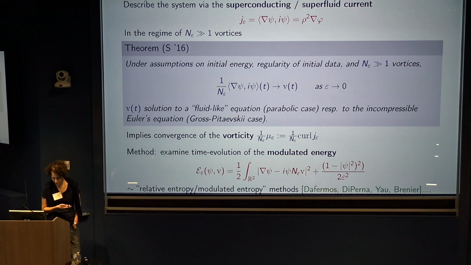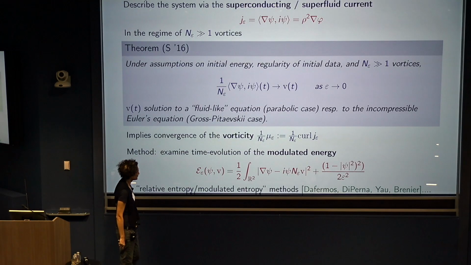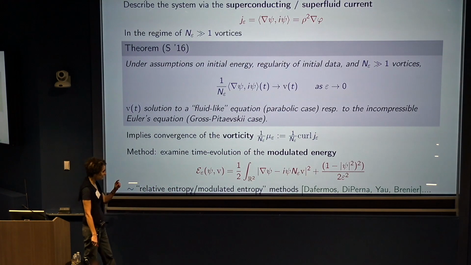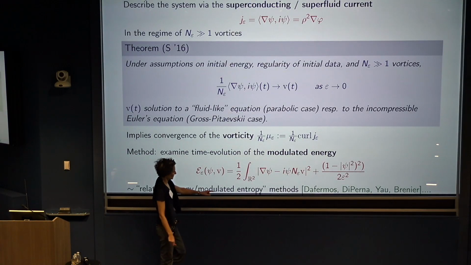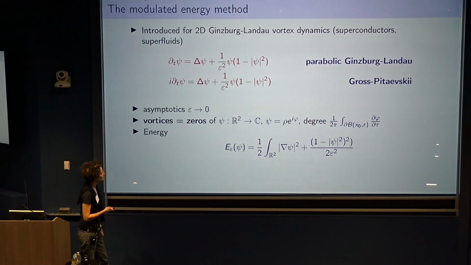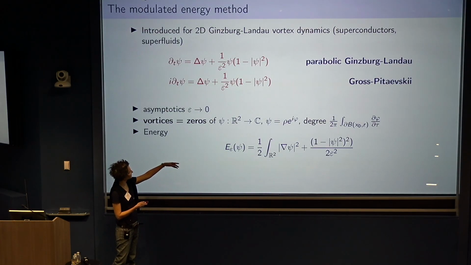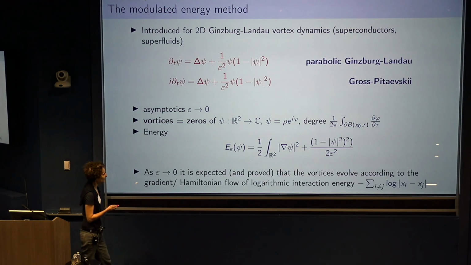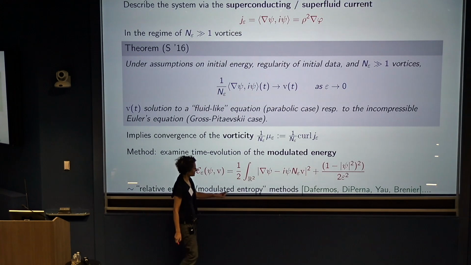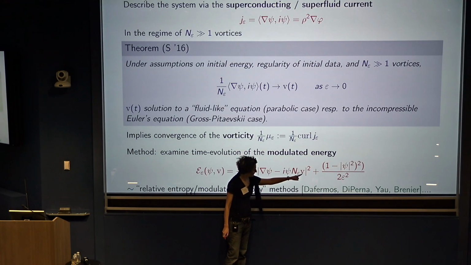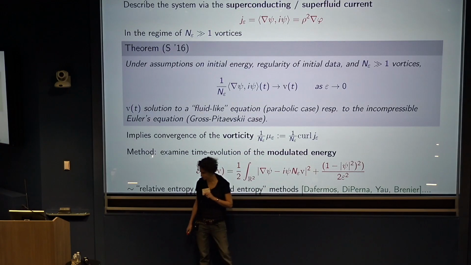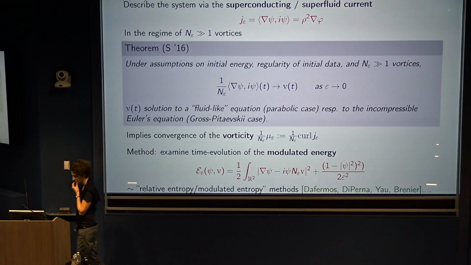And so how was that proven? Well, the idea was to introduce a suitable modulated energy, which resembles very much the energy associated to the system, because if you look on the previous slide, this is the energy of the system, right? It's conserved in the Gross-Pitaevskii case, it's decreasing in the parabolic case. And now, inside this, I stuck the limiting vector field V. You have to stick it in a gauge invariant way. That's the right way to do it.